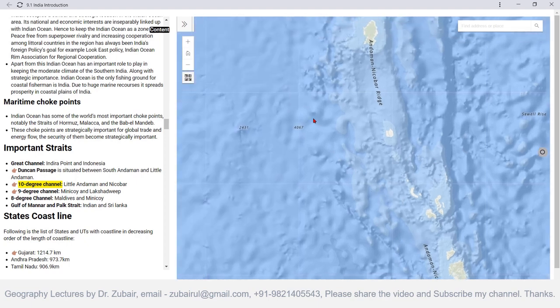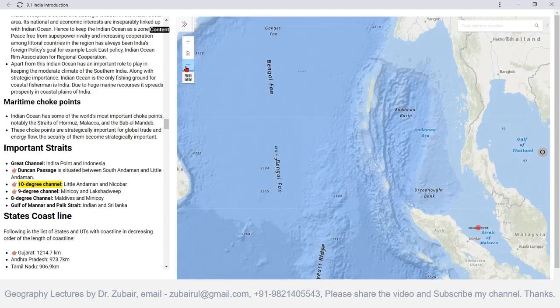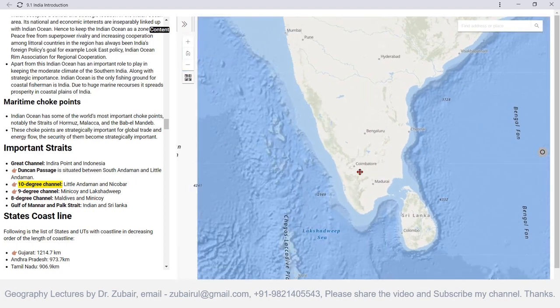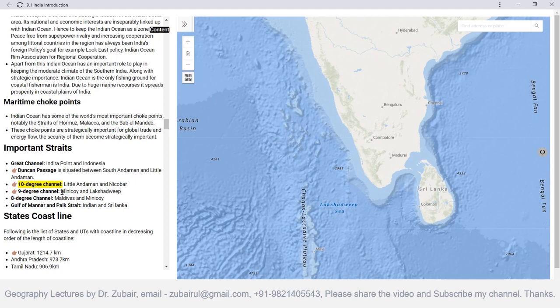So now two important channels are in the Bay of Bengal. Now we will move to the Arabian Sea. In the Arabian Sea, there is a 9° channel and an 8° channel. Remember one thing, the 8 degree will be near the southern tip of the Indian mainland. Because 8 will come down here, 9 will come up.